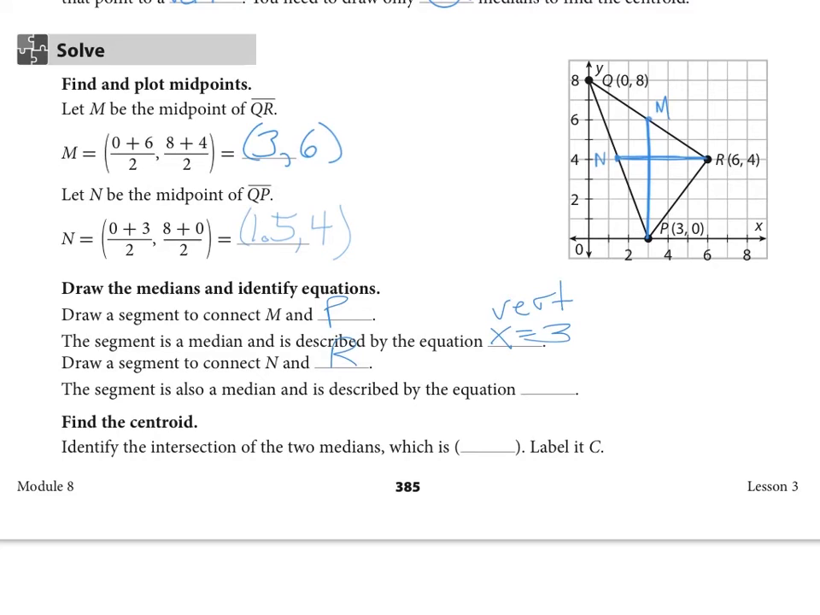Then we're going to draw a segment to connect N to the vertex opposite it, which is R. And that is a horizontal segment. And horizontal segments have y equals lines for their equations. So that is going to be y equals, and on that entire line, y equals 4 for the coordinates. So the intersection of those two medians is the point (3, 4). And so go ahead and put that point right in the middle there, and that is my centroid C.